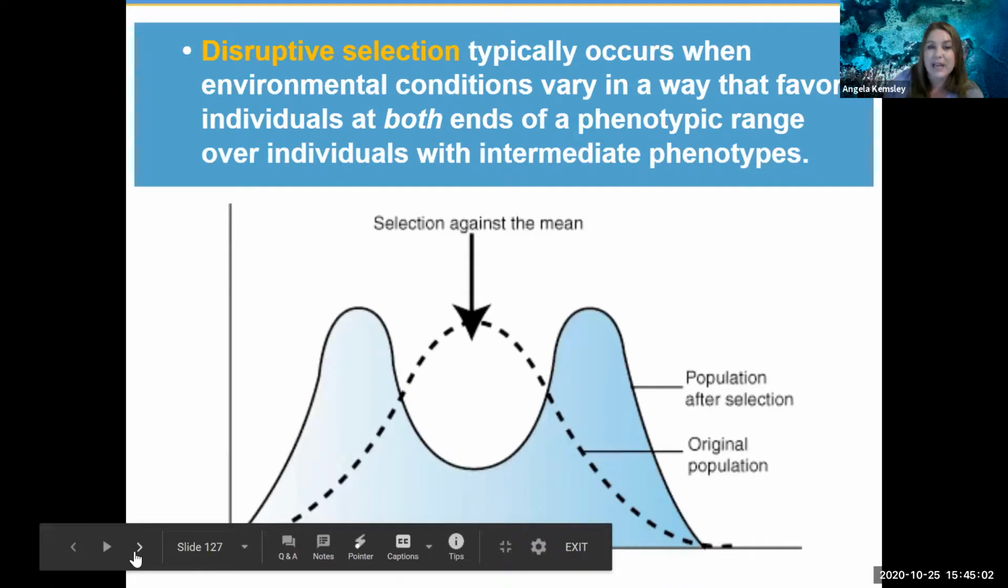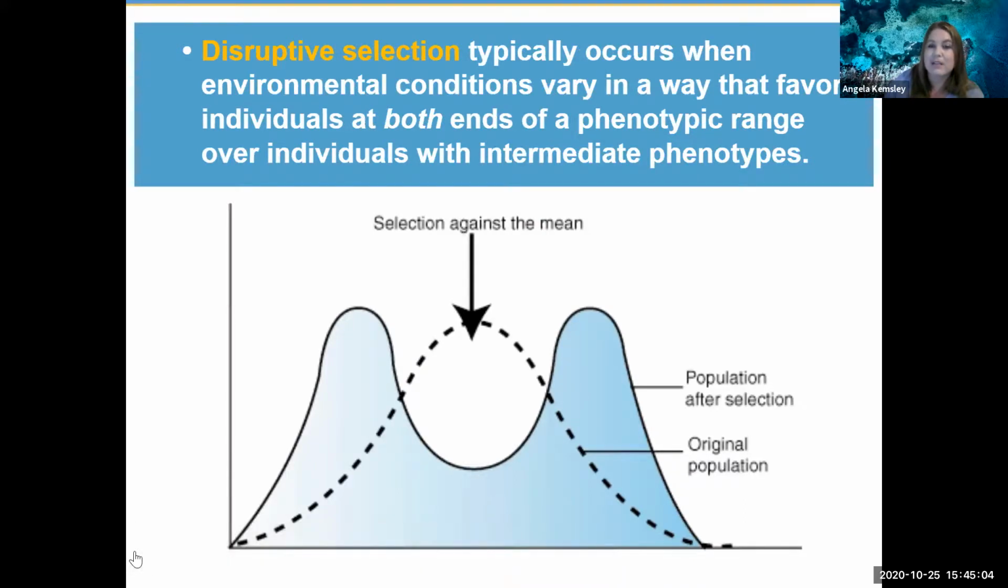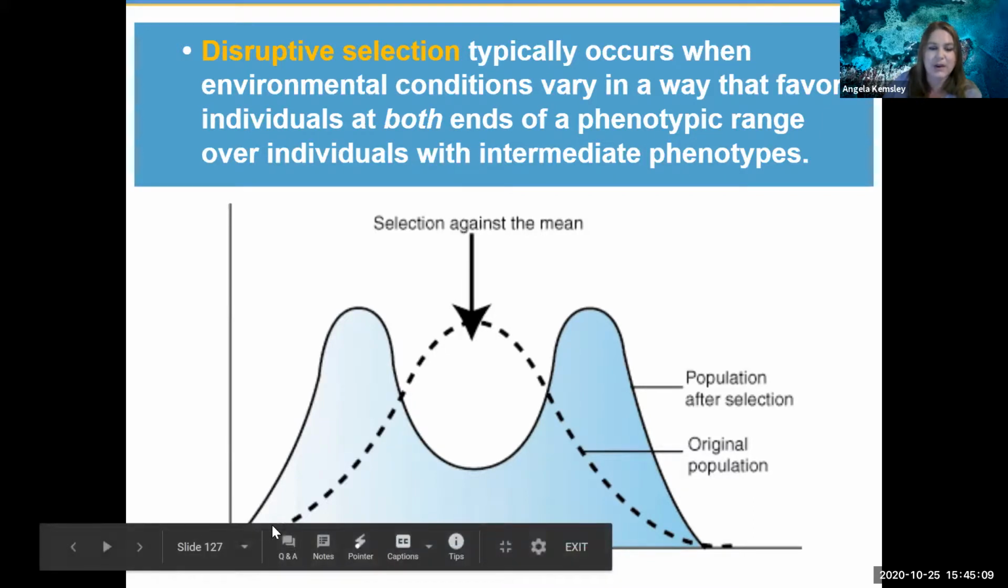And then disruptive selection typically occurs when environmental conditions vary in a way that favors individuals at both ends of the phenotypic range. So again, the dotted line here is the original population. The solid line is the population after selection. You'll notice that we had that original bell curve here, but then after selection, whatever traits are on the extreme ends are what are being favored in disruptive selection. You can think of this as being disrupted in the middle because favorable, favorable, favorable, ooh, not favorable, and then we're favorable again on the other side. So that's disruptive selection.